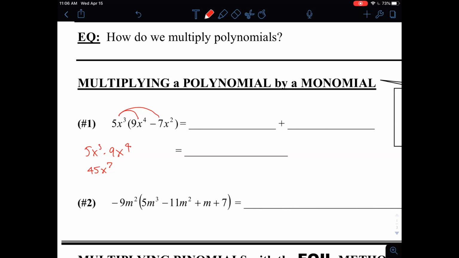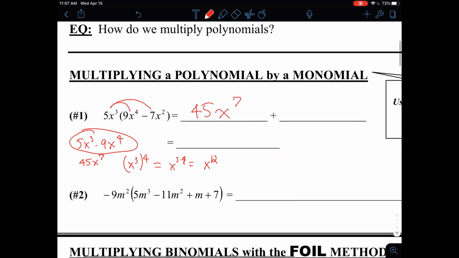When you multiply exponents, you add the exponents. When you do a power to a power, like x to the third to the fourth, it would be x to the 3 times 4, which equals x to the 12th. But we're actually just multiplying side by side. So this is going to be 45, 9 times 5 is 45, and then x to the 3 plus 4 is 7.